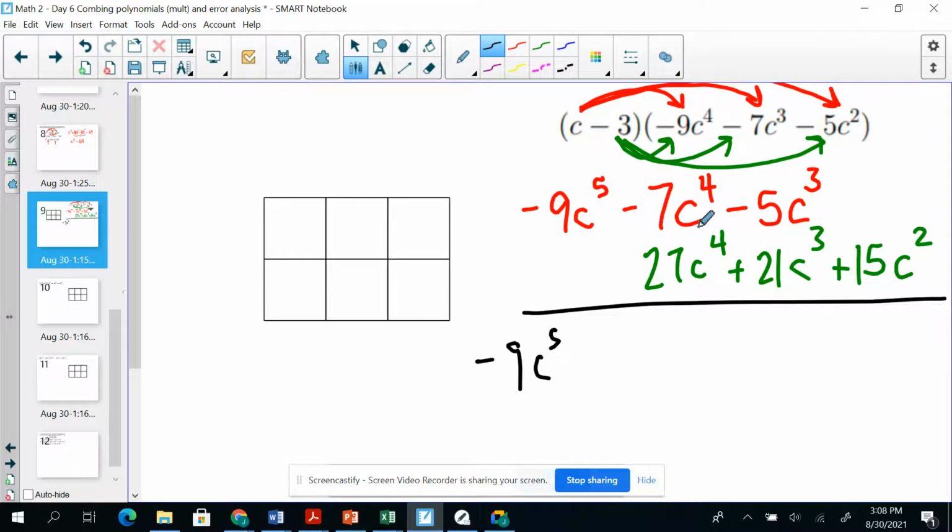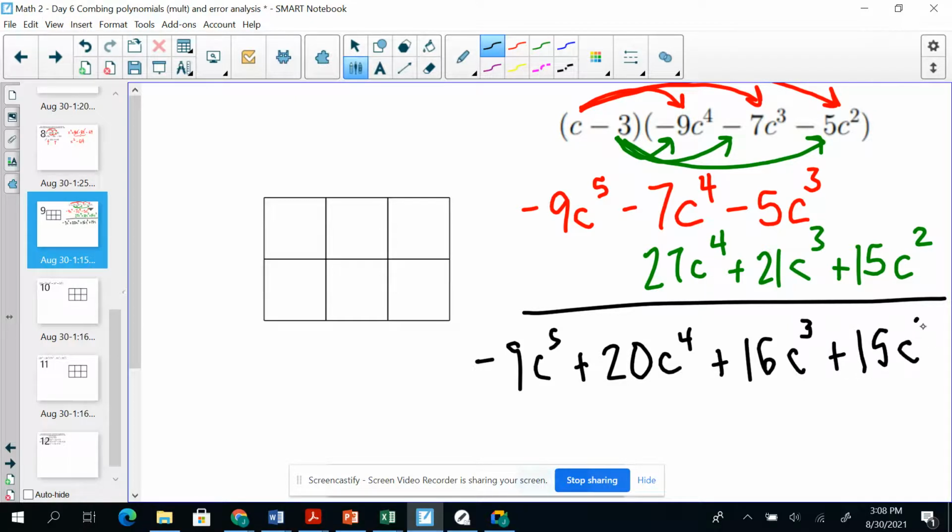Negative 7c to the 4th and positive 27 should give me a positive 20c to the 4th. Then negative 5c cubed plus 21c cubed means I'm going to take 5 away from that 21. So it's going to give me 16c cubed. And then last but not least, that 15c squared doesn't have anybody to combine with, so it just comes down as is. And then that should be your final answer in standard form, descending exponents, using distributive property for solving the multiplication of this binomial times trinomial. So bi times tri would be 2 times 3. The next one, I'll do box method.